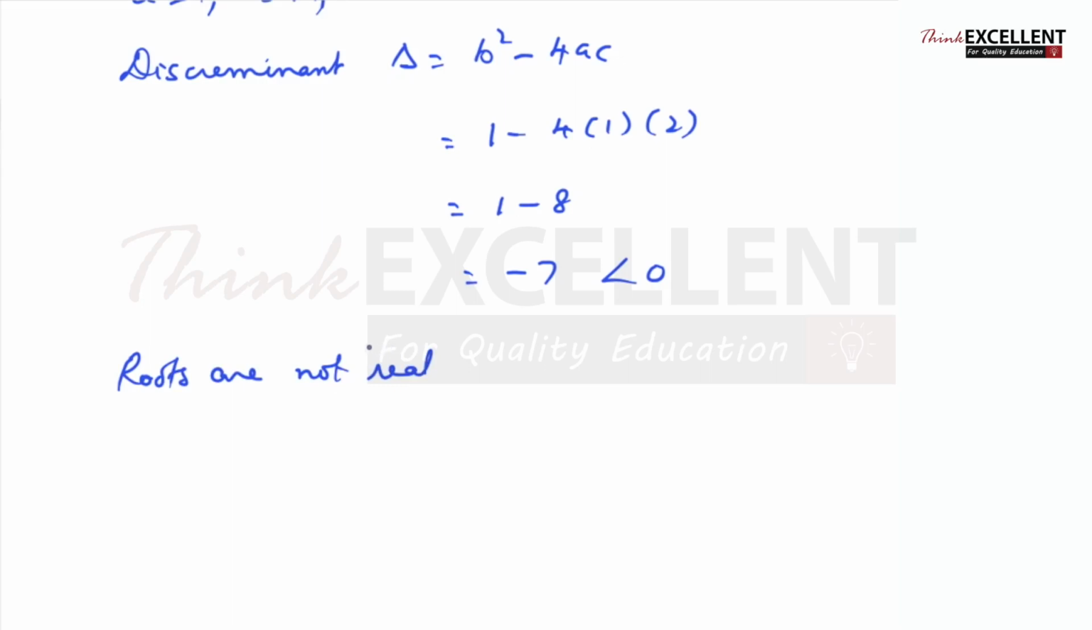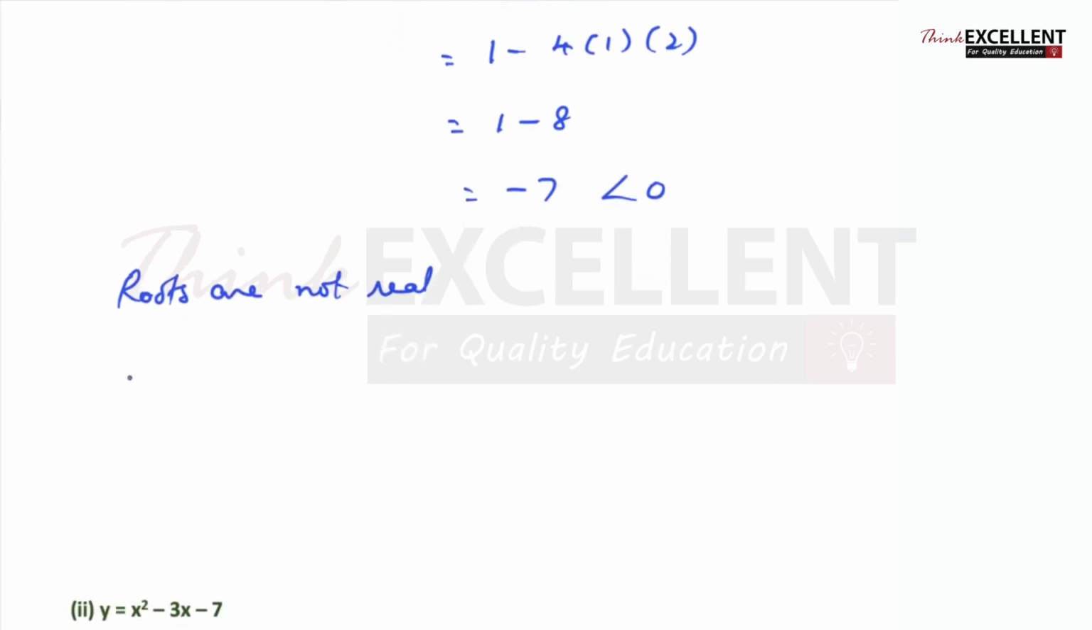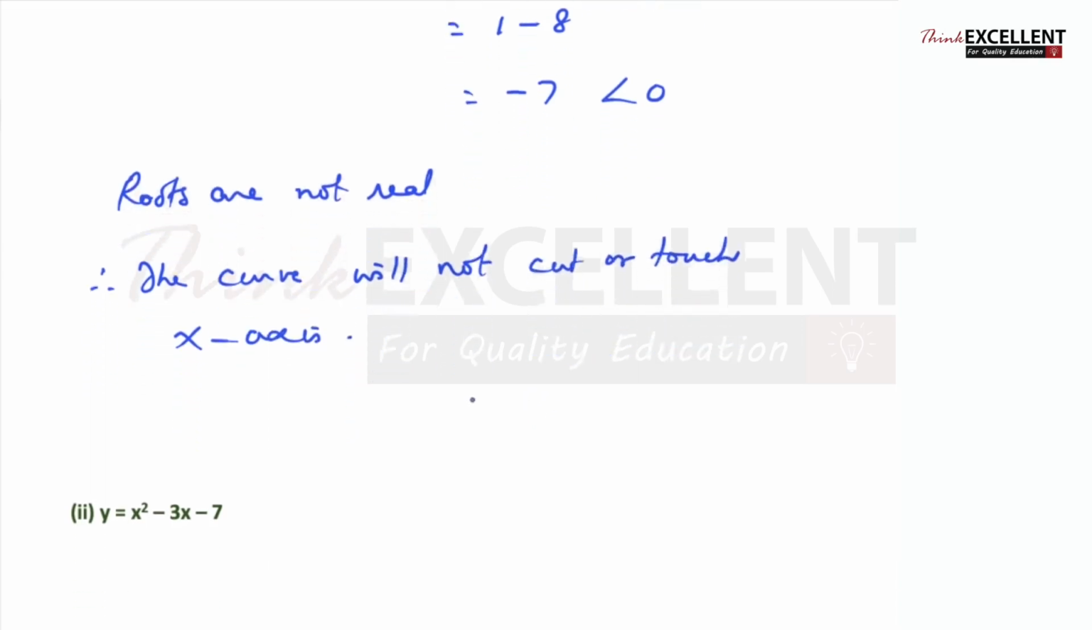So what we say here is, the curve will not cut, right? Therefore, the curve will not cut or touch the x-axis. In some cases, it touches at 1 point, right? So here, intersect or cut means at 2 places. So it won't cut, and it also won't touch the x-axis.